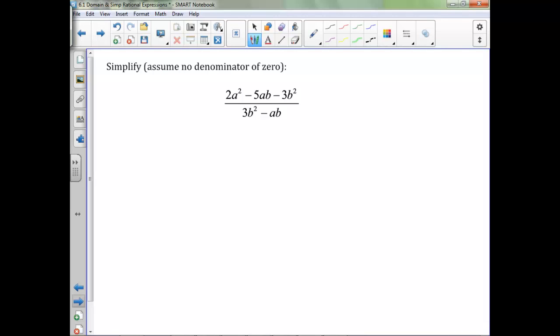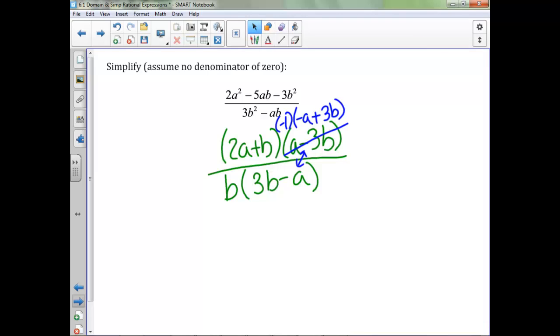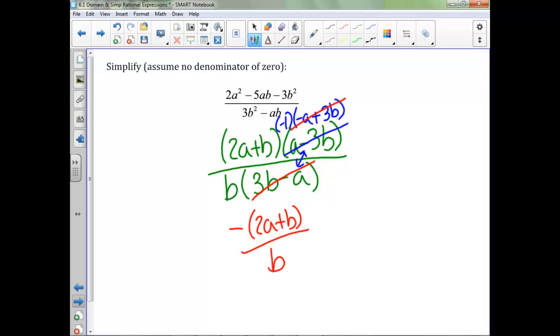And now this one, our numerator factors to 2a plus b and a minus 3b. Our denominator, notice they have a GCF of b that we can factor out. But notice there isn't anything that's exactly the same in your numerator and your denominator. But notice that these two are close. Once again, they're only off by a sign. So if we factor a negative 1 out in our numerator, we're left with negative a plus 3b. And now notice that is the same. So these two will cancel. So we're left with negative 2a plus b over b. Or if you wanted, you could have negative 2a minus b all over b.